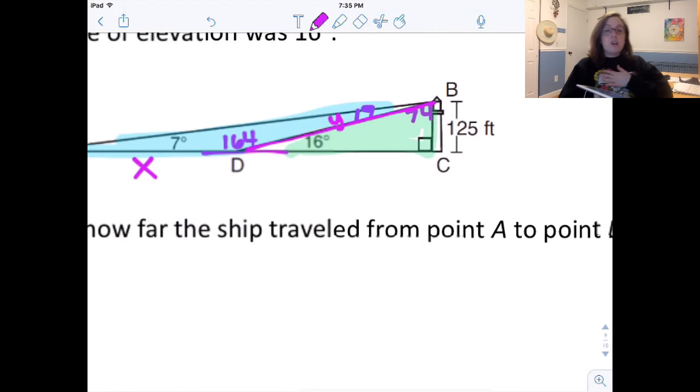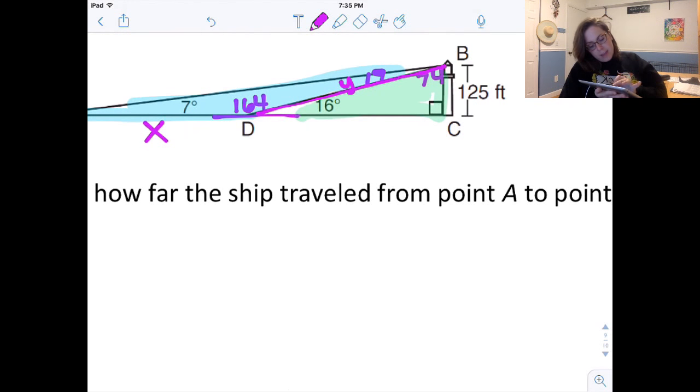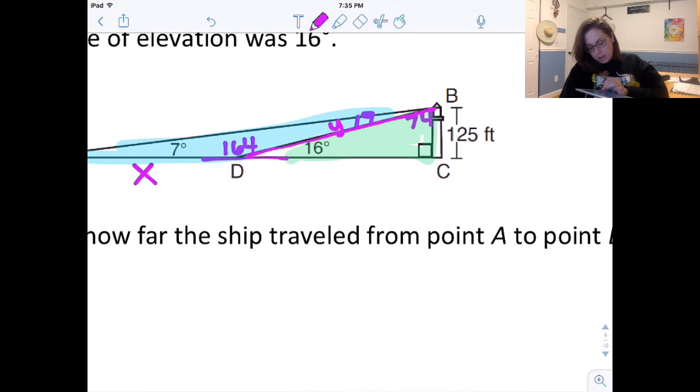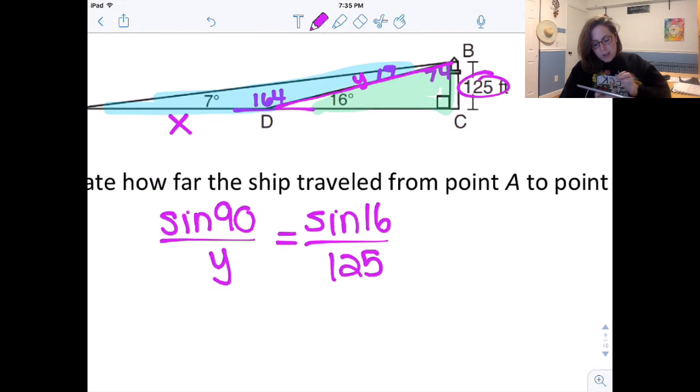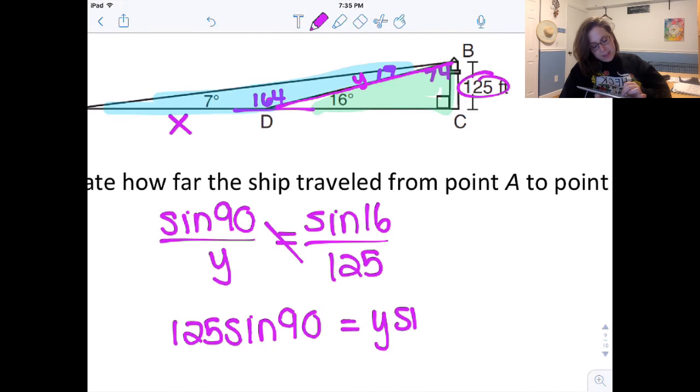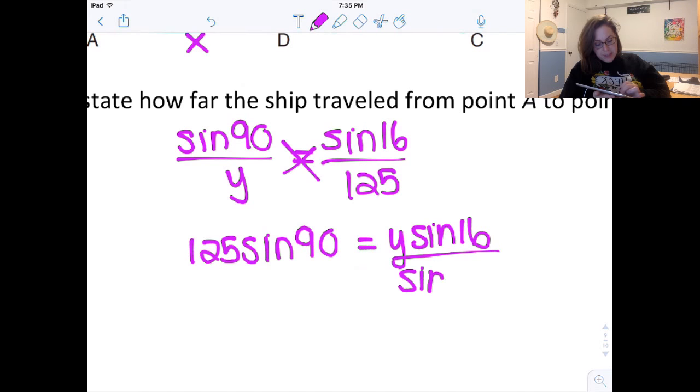Okay? So I'm going to use law of sine here, just as a review. You can use SOHCAHTOA. That's fine. So here's what I'm going to say. Y is across from the 90-degree angle. So I'm going to say sine of 90 over Y equals, I know the 125, and that's across from the 16. So sine of 16 over 125. So now let's cross multiply. Sine of 90 times 125 equals Y times sine of 16. I want to get Y alone, so I'm going to divide both sides by sine of 16.